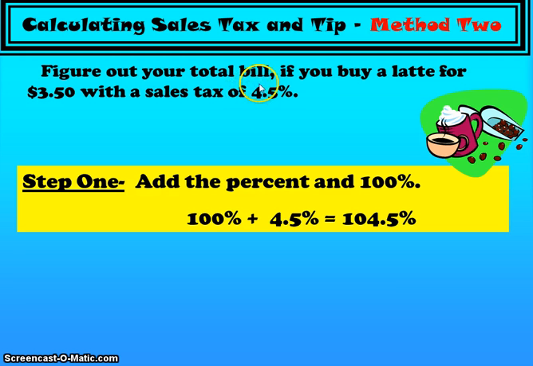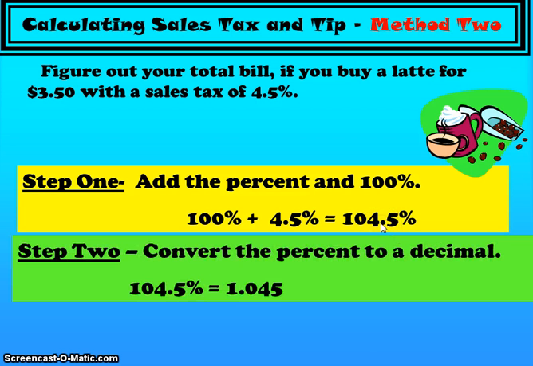Okay, so if we add 100% to this and then we convert it to a decimal, so we're going to add 100%, we get 104.5%. Convert it to a decimal by dividing by 100, so it's the same as moving the decimal 2 places to the left. Okay, so you divide by 100, you get 1.045.